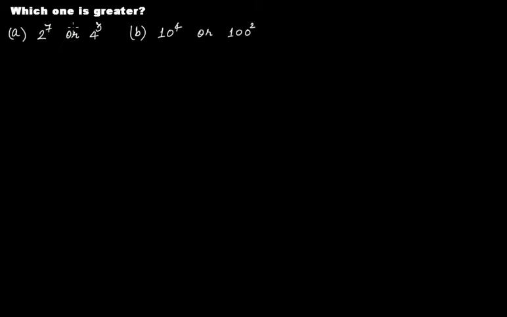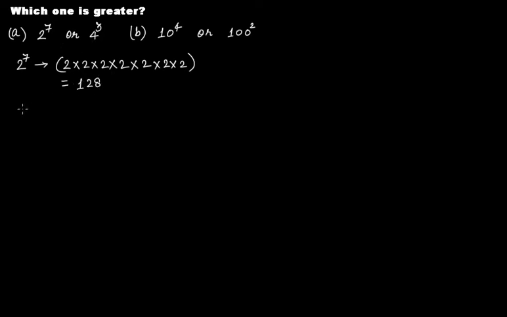Which one is greater? In the A part, we have 2 raised to the power of 7 or 4 raised to the power of 3. Now 2 raised to the power of 7 can be written as 2 into 2 into 2 into 2 into 2 into 2 into 2, that is 7 times 2. So if you solve this, you get 128.